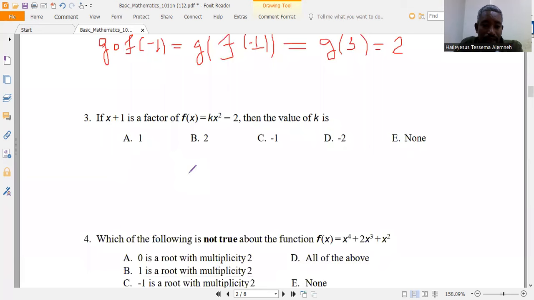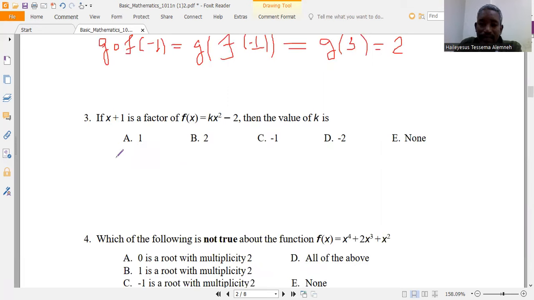The next one: if x plus 1 is a factor of f of x equal to k x squared minus 2, then the value of k is dash. So, factor theorem. I think you remember that when we were learning about polynomial functions, we saw different theorems. One of them is the factor theorem.